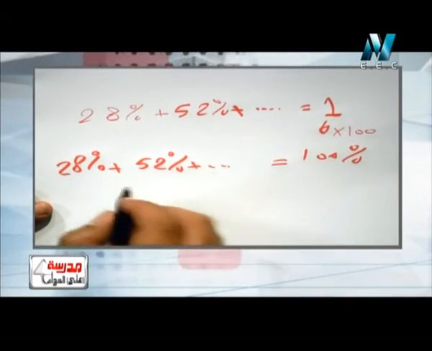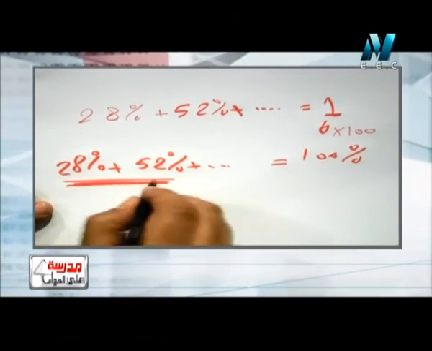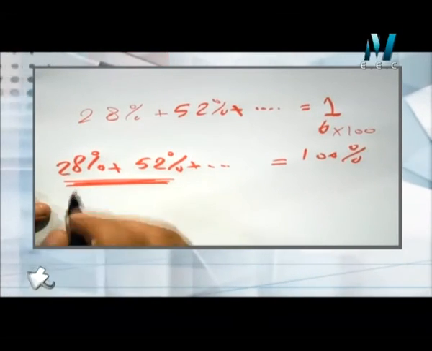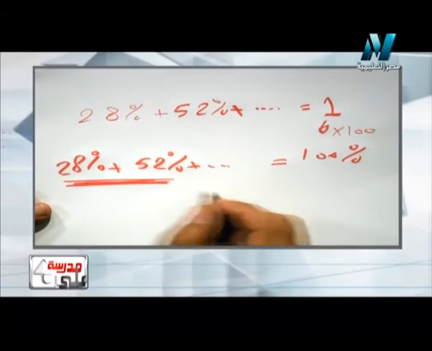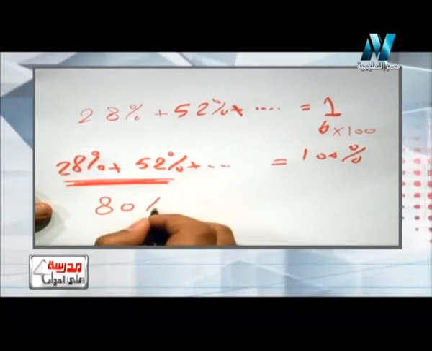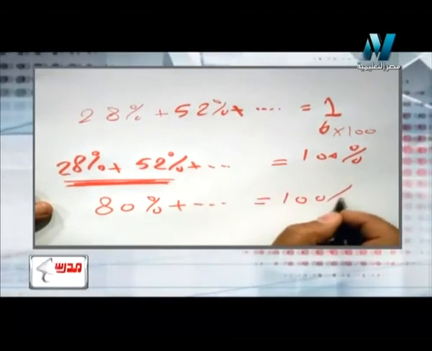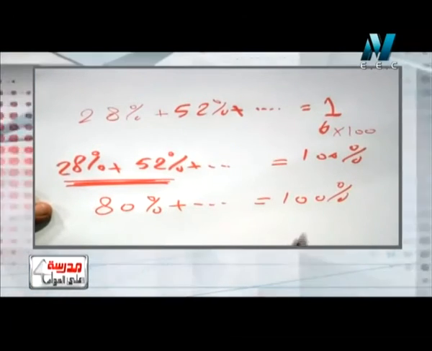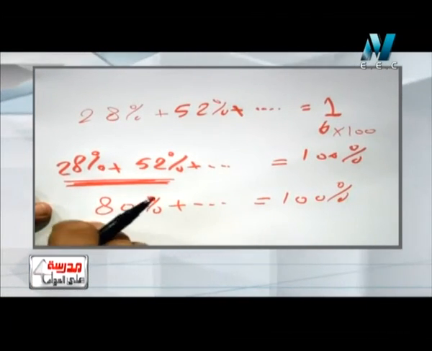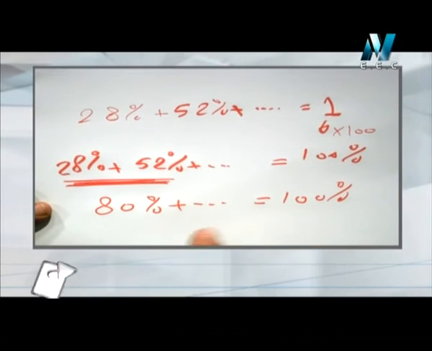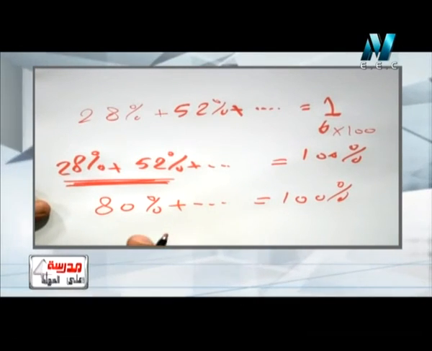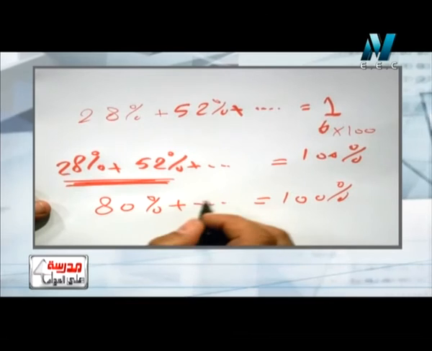It's so easy now. We have to find the sum of 28% and 52%. Excellent. Yes, 80%. 80% plus what equals 100? It's so easy now. We have to subtract 80% from 100%. Yes, the result will be 20%. Excellent.